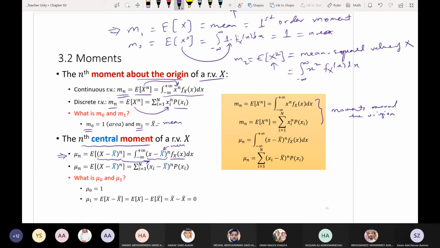For the discrete case, mu n is the expected value of x minus the mean to the power n, which is nothing but the probability of xi multiplied by whatever is inside, which is xi minus the mean to the power n. So every time we calculate this, we take the value of xi, subtract from it the mean, and then raise it to the power n.